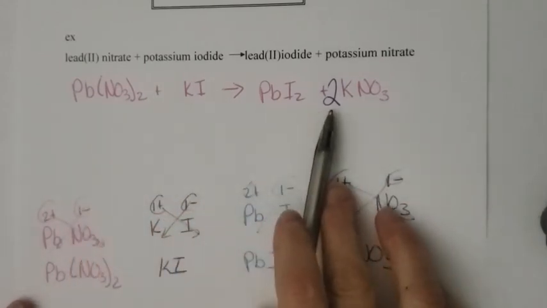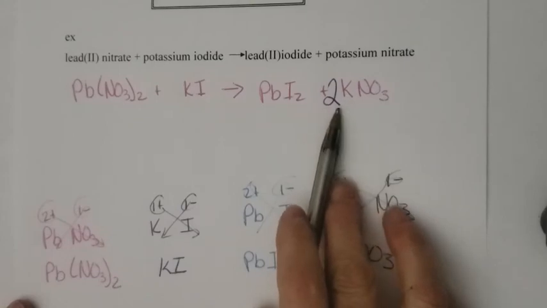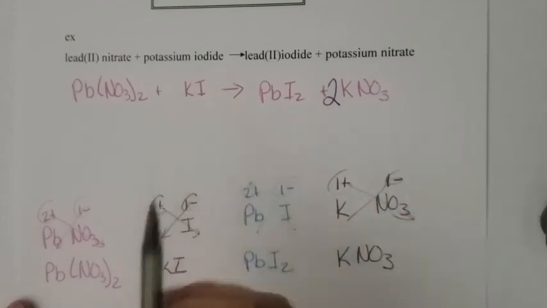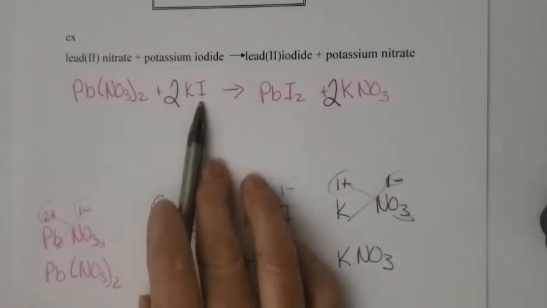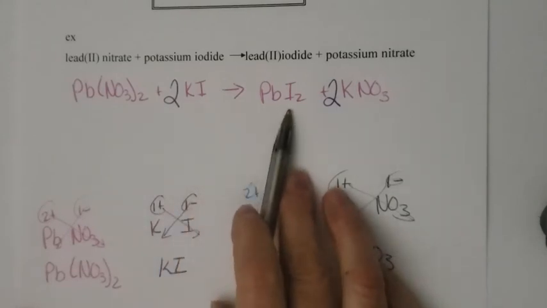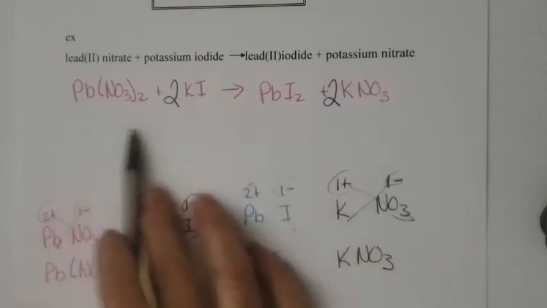Well, let's keep looking. I now have 2 potassiums on this side and only 1 on this side, so I need to put another 2 in. Once I put that 2 in, that now means I have 2 iodines, but I also have 2 iodines over here, so it actually is balanced now.